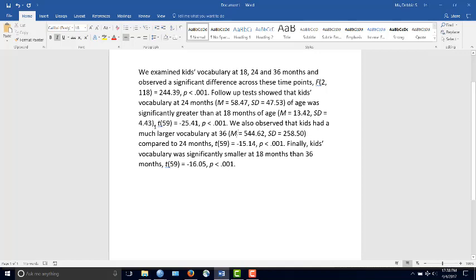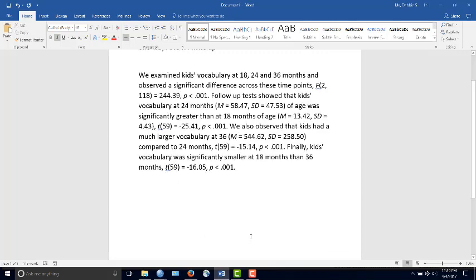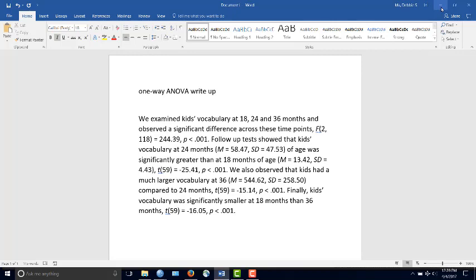So we have the means, we have the test statistics, so we can show that it's different. We also observed that kids had a much larger vocabulary at 36 compared to 24 months. And finally, kids' vocabulary was significantly smaller at 18 months than 36 months. Or you could flip that and say kids' vocabulary at 36 months was significantly larger than at 18 months. And here we don't have to put the means because we've already presented them here. Okay, so that's how we would write up this within subjects ANOVA.